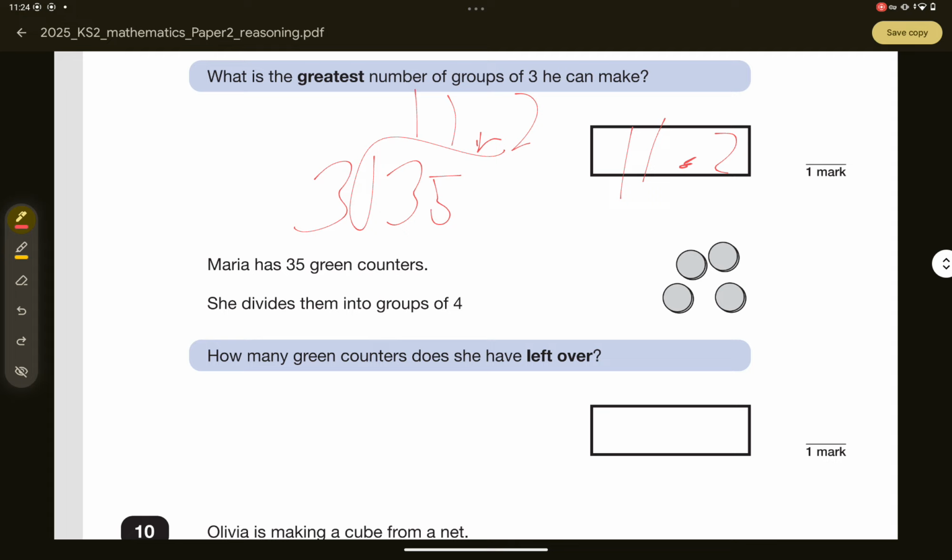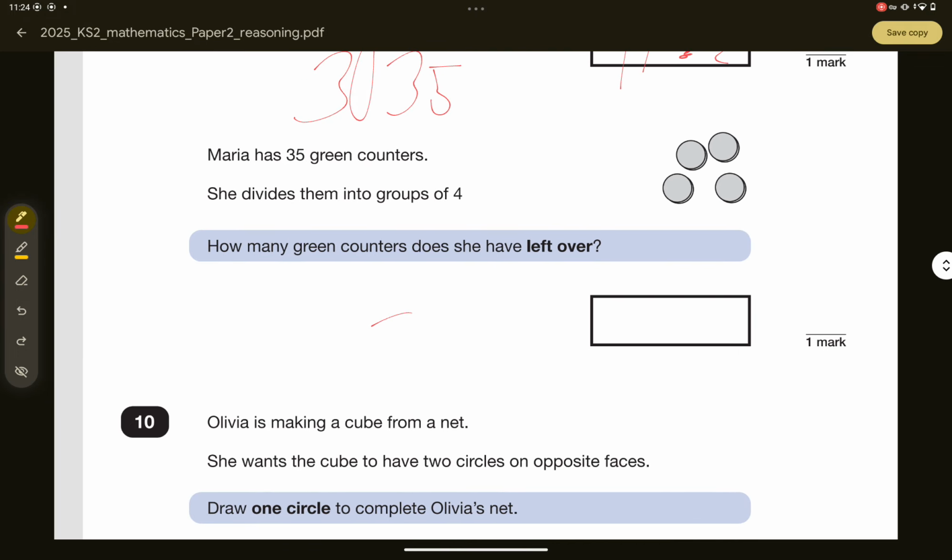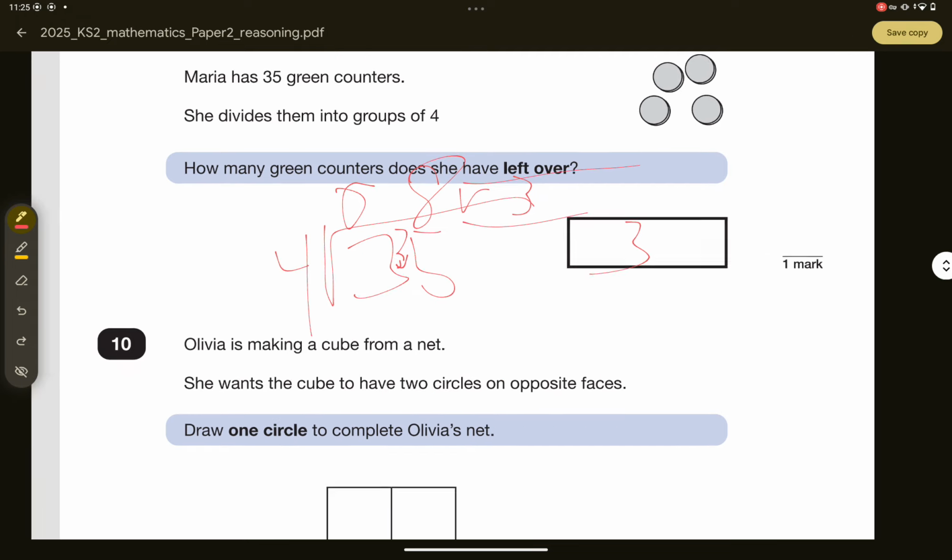Maria has 35 green counters. She divides them into groups of 4. So we do the same thing again. So 35 divided by 4. 4 goes into 3 0 times. So we have to carry the 3 to the 5. 4 goes into 35 8 times with a remainder of 3. So that would be 3 counters left over, which is the remainder.